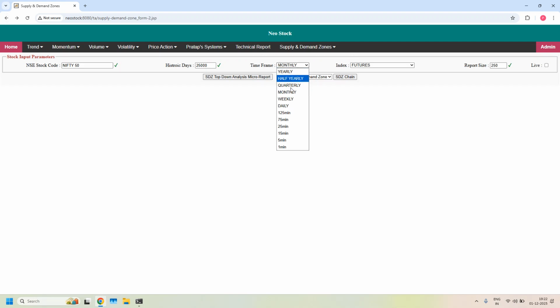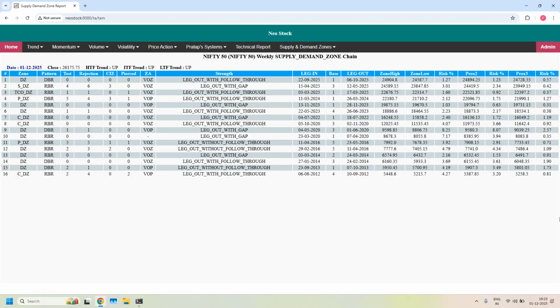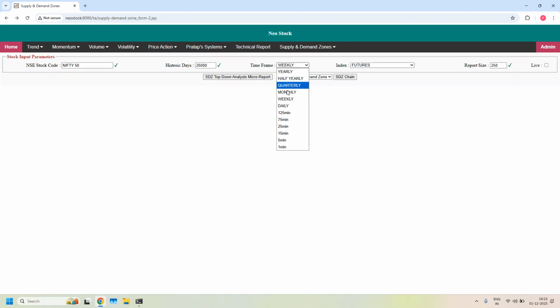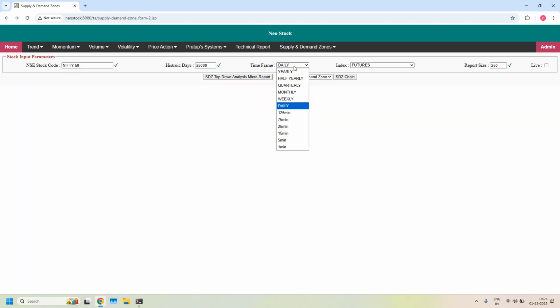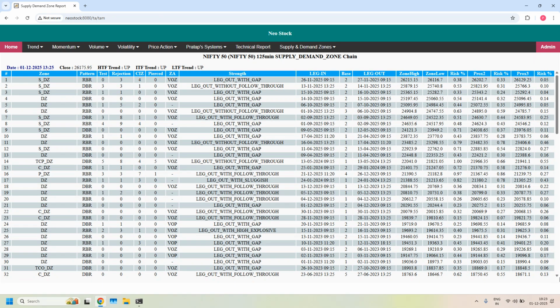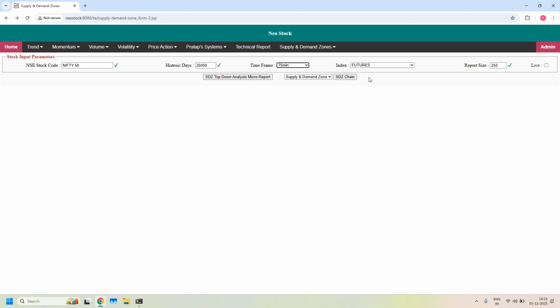Okay, next generating a weekly supply demand zone chain for NIFTY. Next, generating daily supply demand zone chain for NIFTY. Next, generating 125 minutes supply demand zone chain for NIFTY. Next, generating 75 minutes supply demand zone chain for NIFTY.